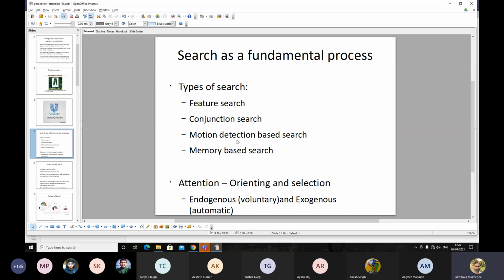Now, to be able to search, you have to attend to the stimuli or the world. There are two aspects of attending people typically talk about. One is orienting and the second is selection. First you have to orient, which means you have to focus on or towards a certain stimulus. That's what orientation typically does. It can be endogenous, which means I voluntarily focus on something, or exogenous, which means the stimulus itself has certain properties like color or a dazzling light, or a weird thing that automatically drives my attention towards it.